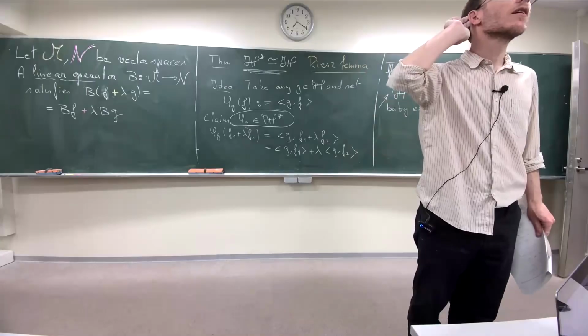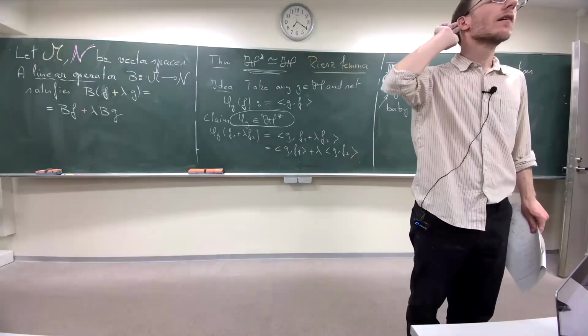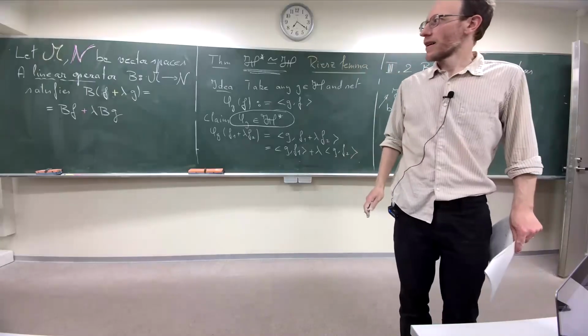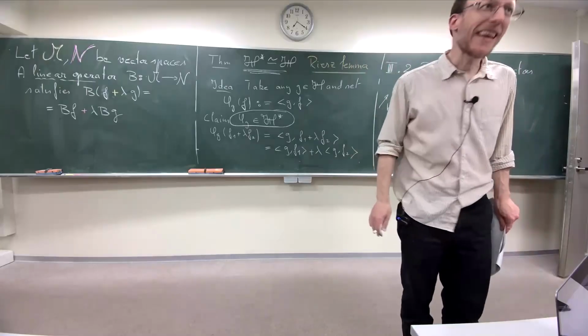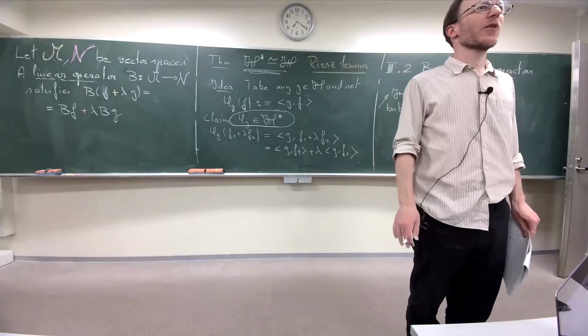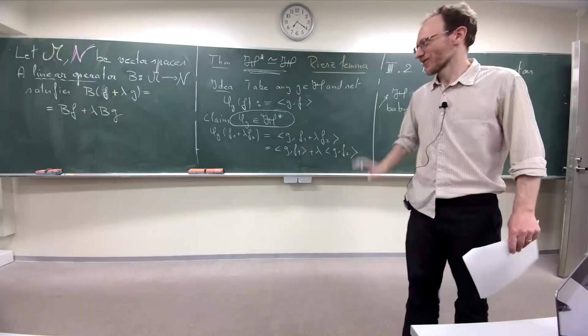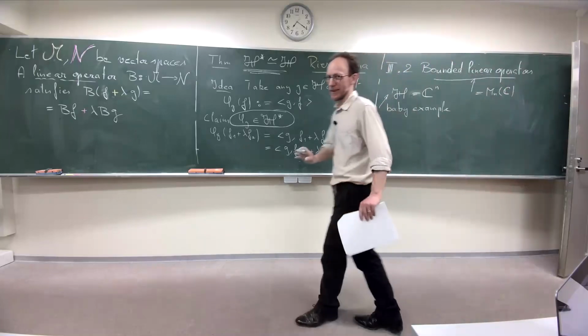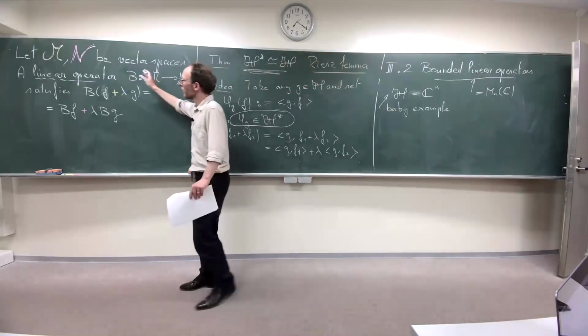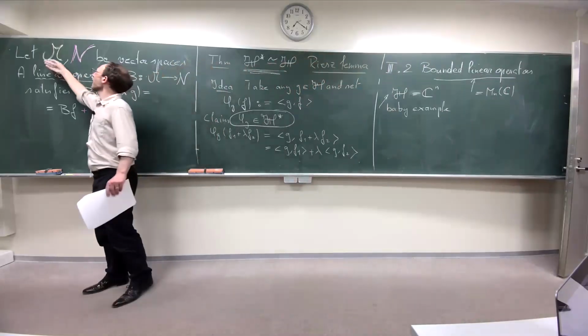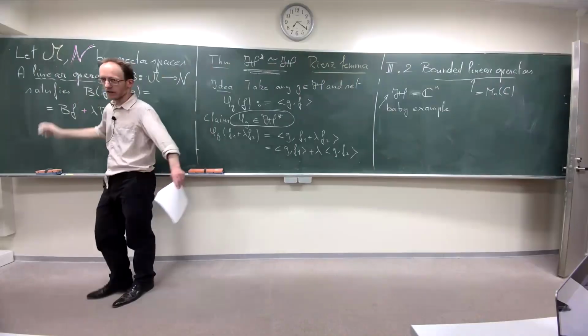Matrix. This exists. You can have matrices of operators, but it will come later. Don't worry. I haven't defined an operator yet. But yes, if this is Cn and this is Cn, a linear operator is just a matrix.